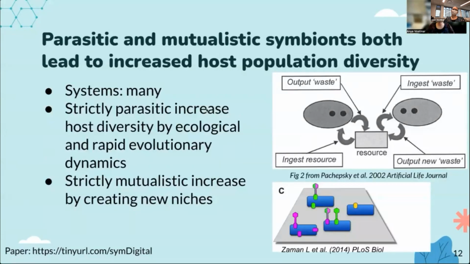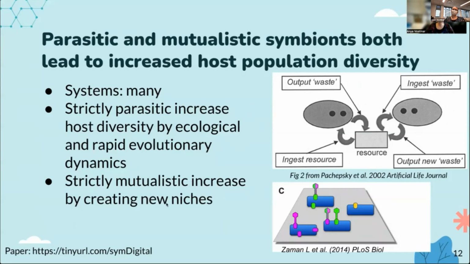And then finally, a lot of these systems looked at the impact of these symbionts on host population diversity. These were a lot of different systems that looked at these sorts of aspects: the Avida system that I already described, a system that had a cross-feeding relationship where organisms were able to output waste and other organisms were able to ingest that waste product, and a number of other systems. These found that both mutualistic and parasitic relationships led to increased host diversity, but for different reasons. In the strictly parasitic case, it was through various ecological and rapid evolutionary dynamics where the parasites target the most prevalent host, so diversity is just a side effect.